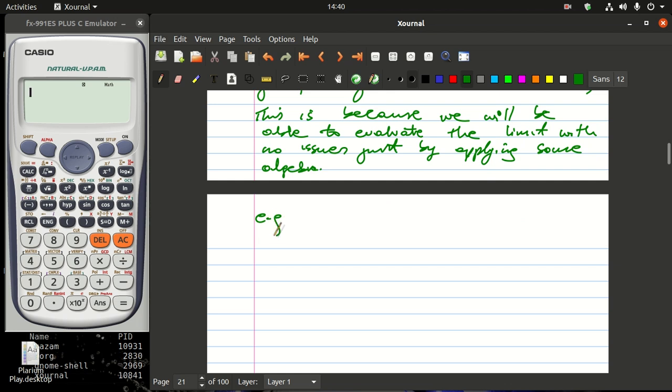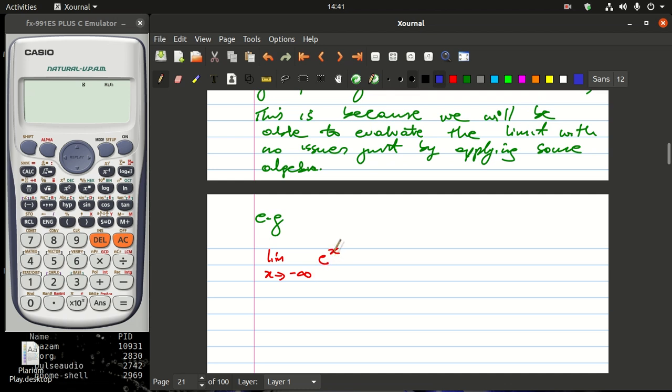Let me take an example here. Maybe this is going to make some sense. Suppose we are saying evaluate the limit as x approaches negative infinity of e to the power x. We know that we cannot touch negative infinity, but we're going to assume that we were able to touch this negative infinity.